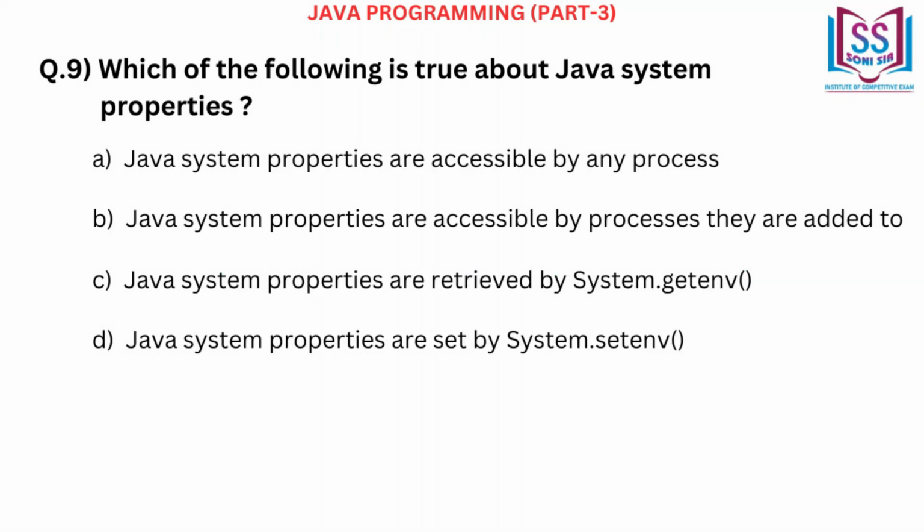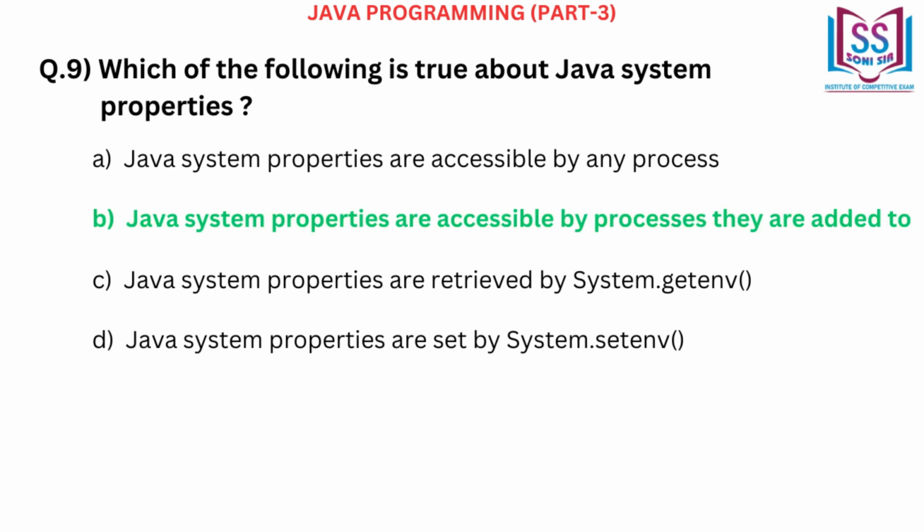Which of the following is true about Java system properties? A. Java system properties are accessible by any process. B. Java system properties are accessible by processes they are added to. C. Java system properties are retrieved by System.getenv. D. Java system properties are set by System.setenv. Correct answer B. Java system properties are accessible by processes they are added to.